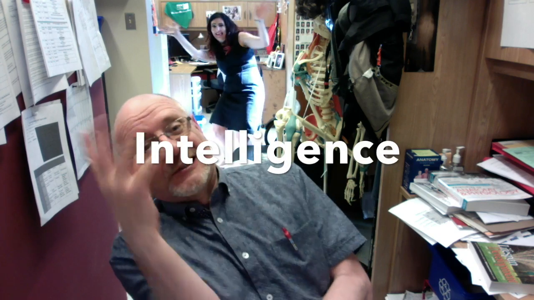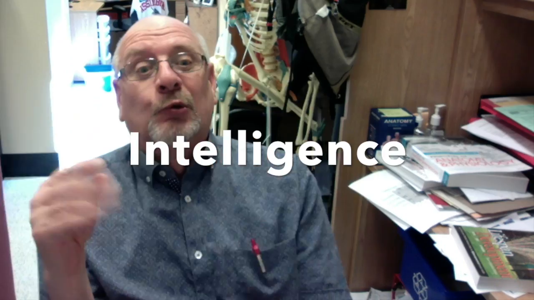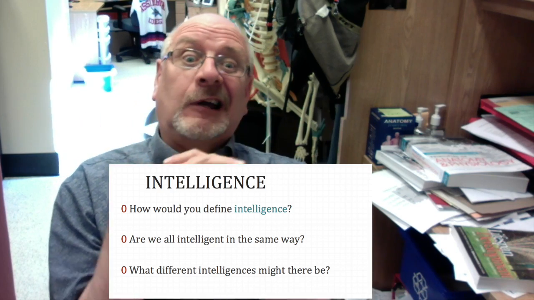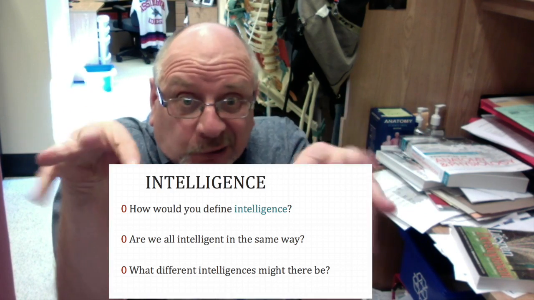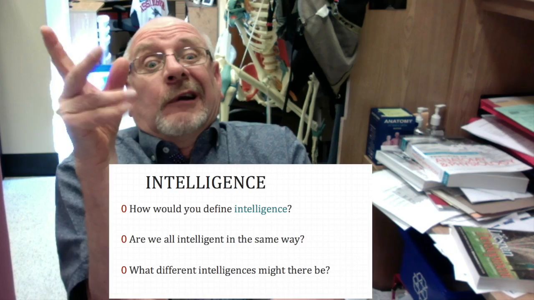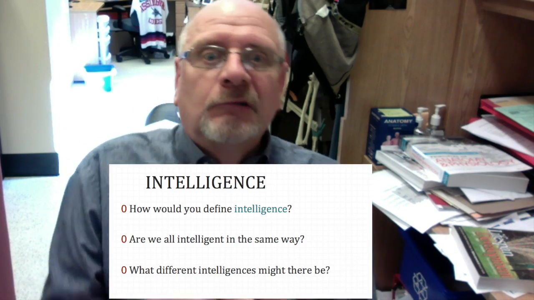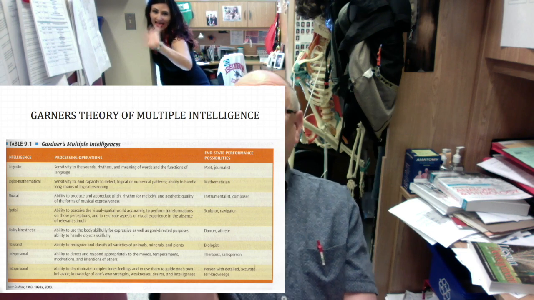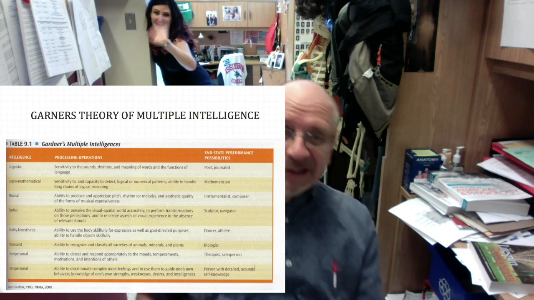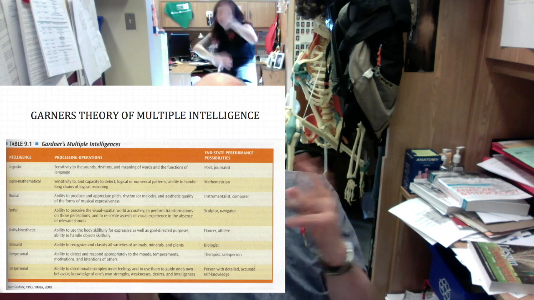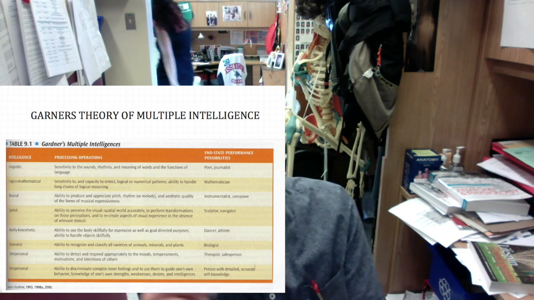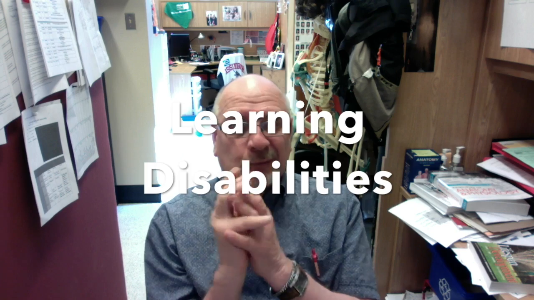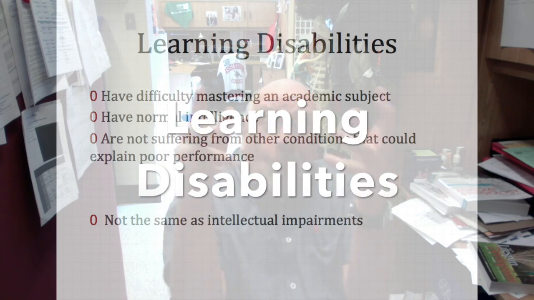Next, I want you to look at the text in terms of its discussion of intelligence. How would you define intelligence? Are we all intelligent in the same way? What different intelligences might there be? Intelligence and aptitude. Gardner's theory of multiple intelligence looks at what your intelligence level is for different areas and what your skills would be. Look that up.